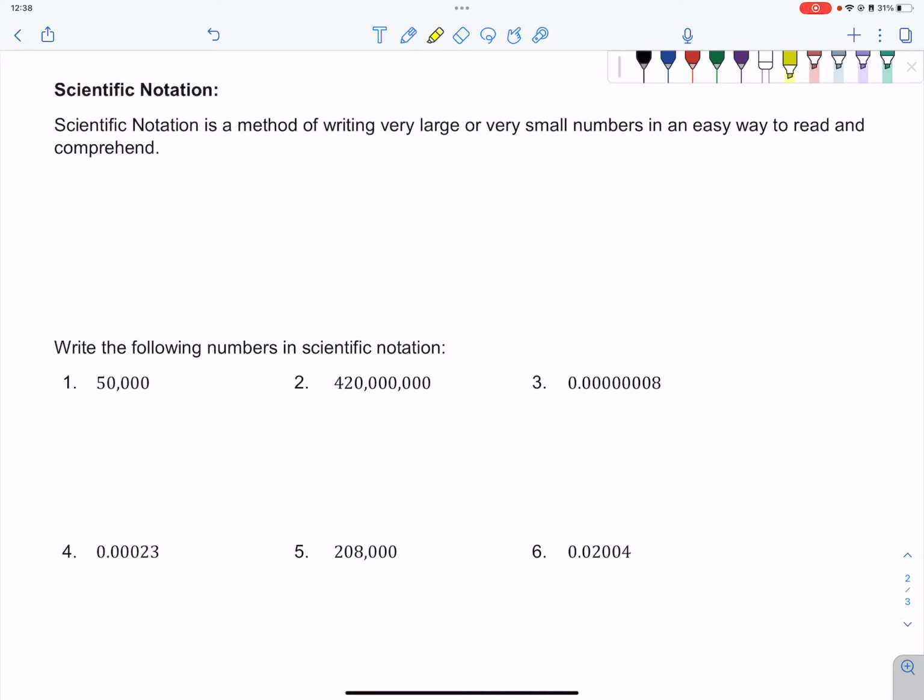Scientific notation is a way that we are able to write very large or very small numbers in an easier way to comprehend what they are. Specifically, it's a number that's written in this format here.